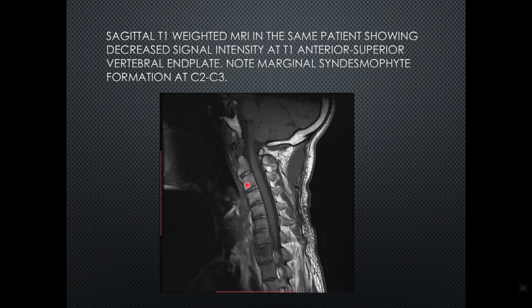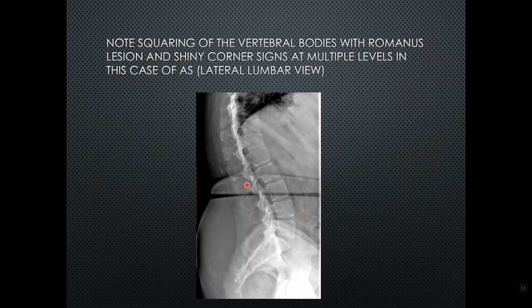In this case you can see there's some evidence of corner erosion right there with some reactive corner sclerosis right there. Now we don't see that marginal syndesmophyte. Maybe if anything we can see that squaring of the vertebral body, which can be quite indicative of this process. Typically normal concavity is being lost, just squaring. But that would be highly suspicious for that Romanus lesion and shiny corner, which is sort of like discovertebral osteitis in this case. So again, sacroiliitis is most likely to be present in this patient.